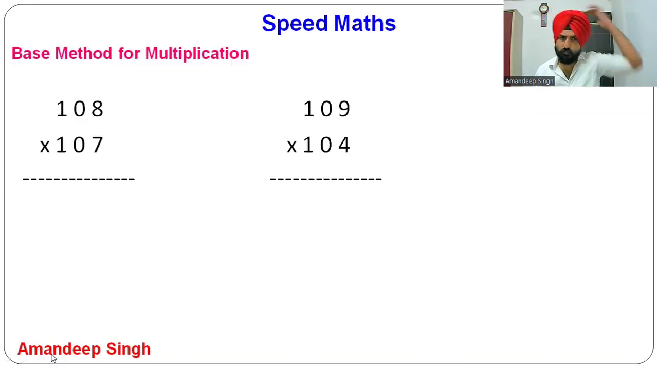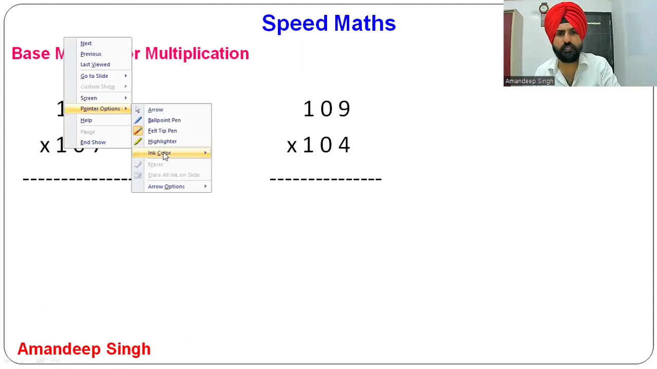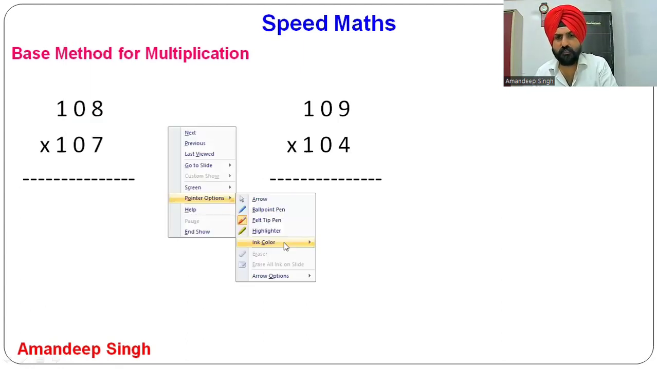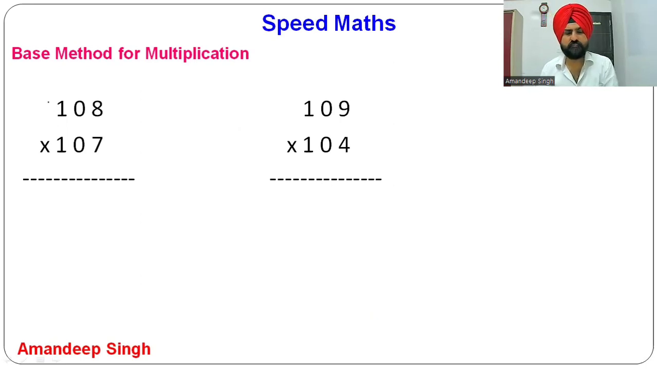All right, let's move on. Let's move on to the base method of multiplication. How to find the multiplication of any two numbers quickly using the base. So there are some conditions. There is a particular type of number which we can multiply using the base method. What are those particular types of numbers?